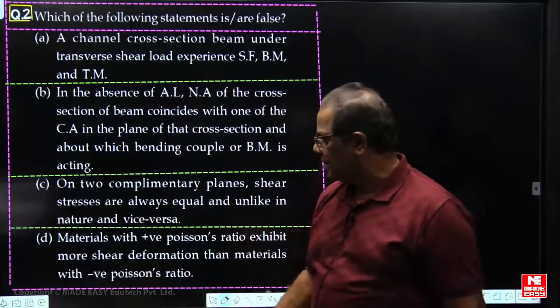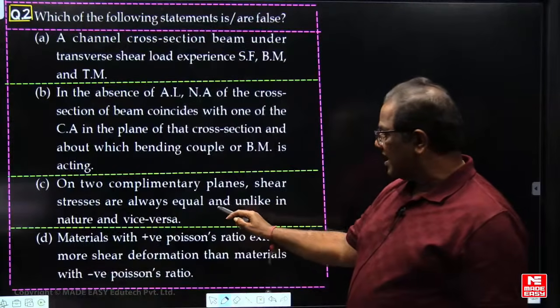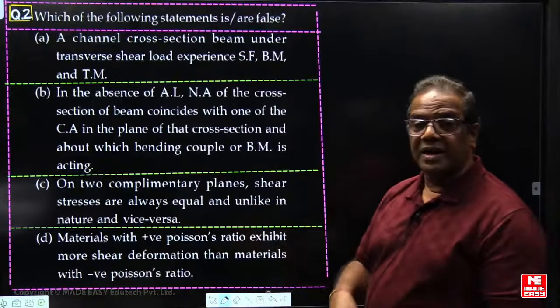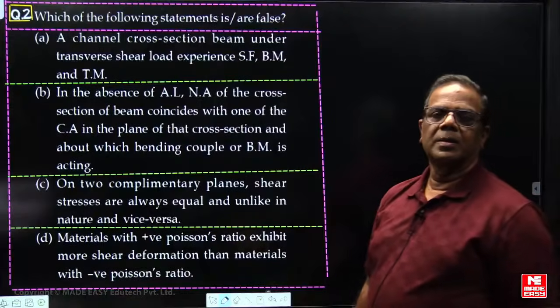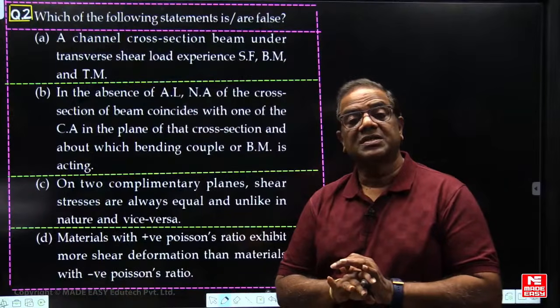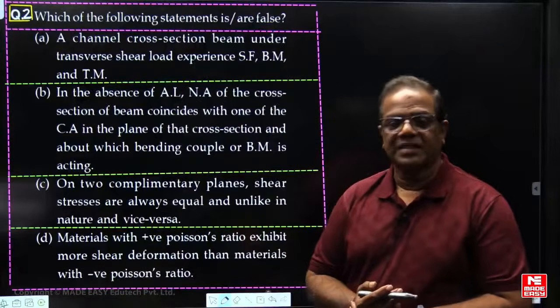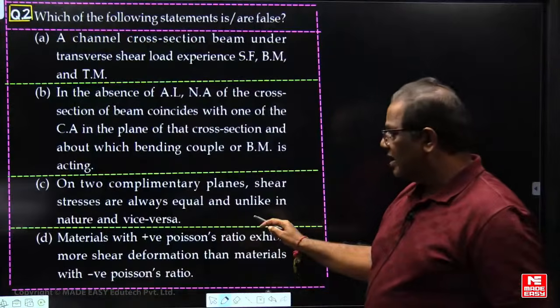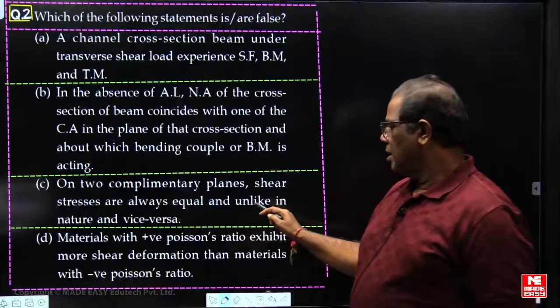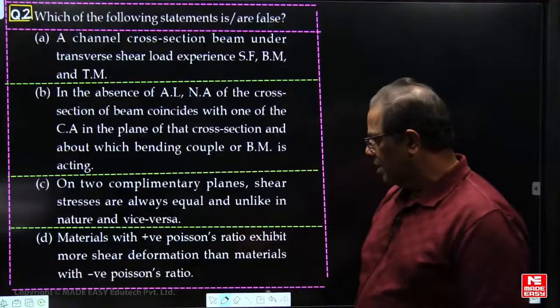That's the second statement. On two complementary planes, shear stress are equal and unlike in nature and vice versa. दो complementary plane पे shear stress are always equal and unlike and vice versa भी दिया था. What is the meaning of vice versa? When the shear stress are equal and unlike, they are the complementary plane.